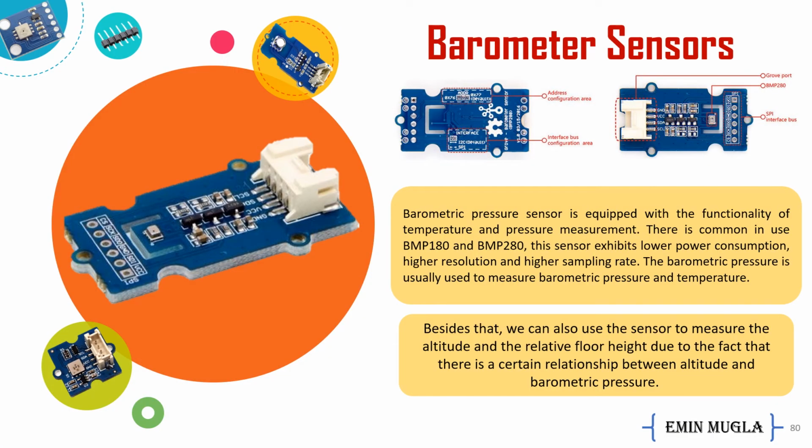There is another sensor, the barometer sensor. Barometric pressure sensors are equipped with the function of temperature and pressure measurement. Commonly used ones are the BMP180 and BMP280. These sensors exhibit lower power consumption, higher resolution, and higher sampling rate. The barometric pressure sensor is usually used to measure barometric pressure and temperature. Besides that, we can also use the sensor to measure altitude and relative floor height, due to the fact that there is a certain relationship between altitude and barometric pressure.